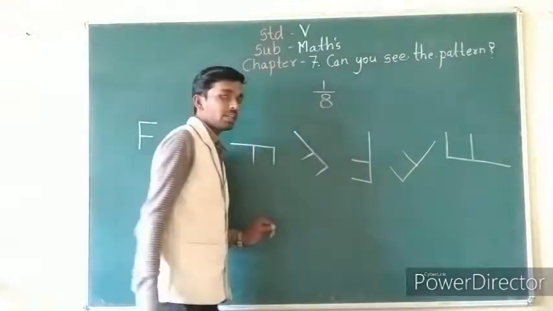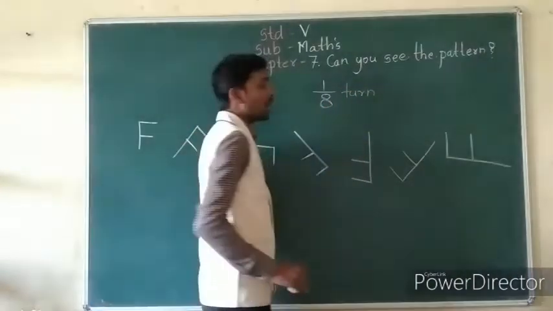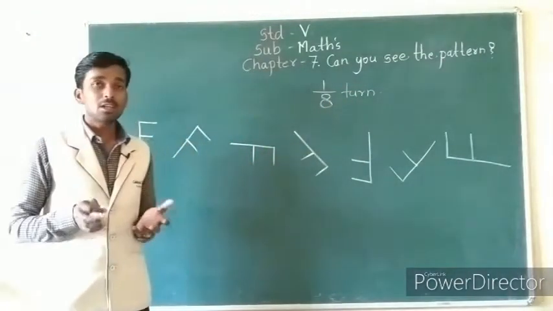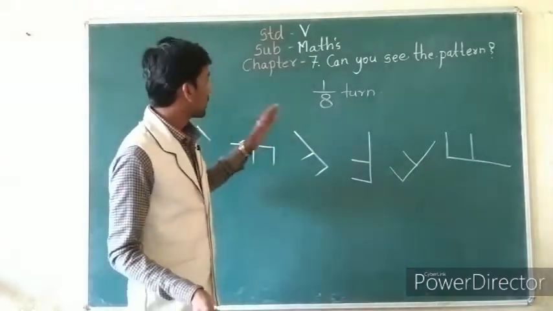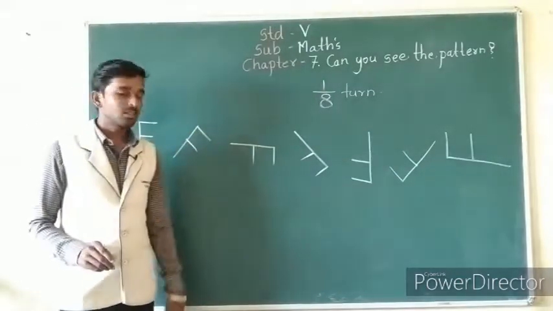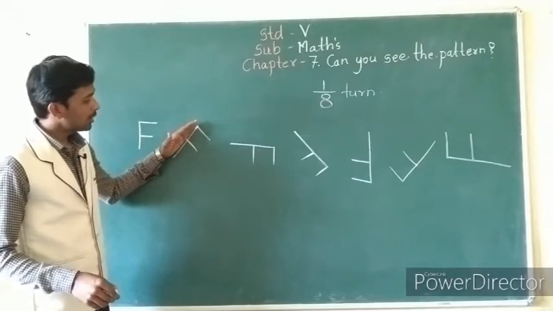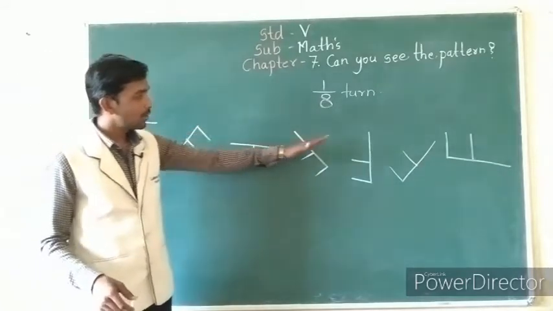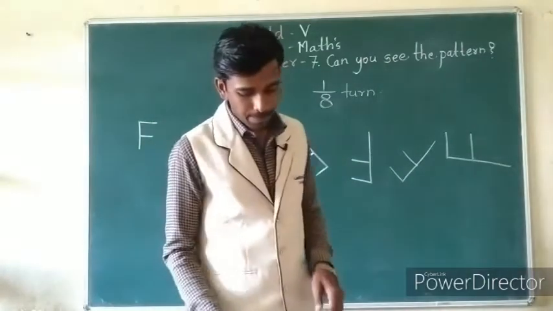1 upon 8 turn, that is called 1 upon 8 turn. Why? In the total circle, how many parts is the circle divided into? 8 parts. So in that we can take 1 turn. So that is called 1 upon 8 turn. See, F, then take 1 turn, that is 1 upon 8. Then second, third, fourth, like that you can draw and complete that pattern. Okay?